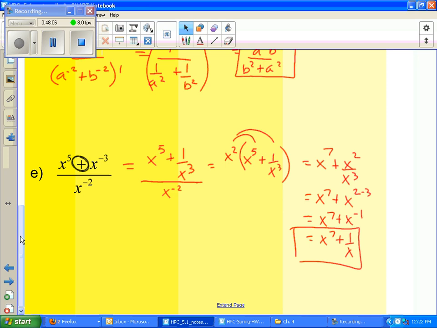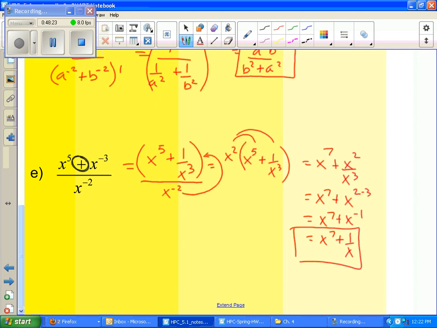I mean, you have x to the 5th plus 1 over x cubed over x to the negative 2. Yeah. How did you get the next step? I took this x to the negative 2 power and I put it into that numerator. So I just shifted it up here to make it positive. Oh, okay. Yeah. And that's where that step came from.